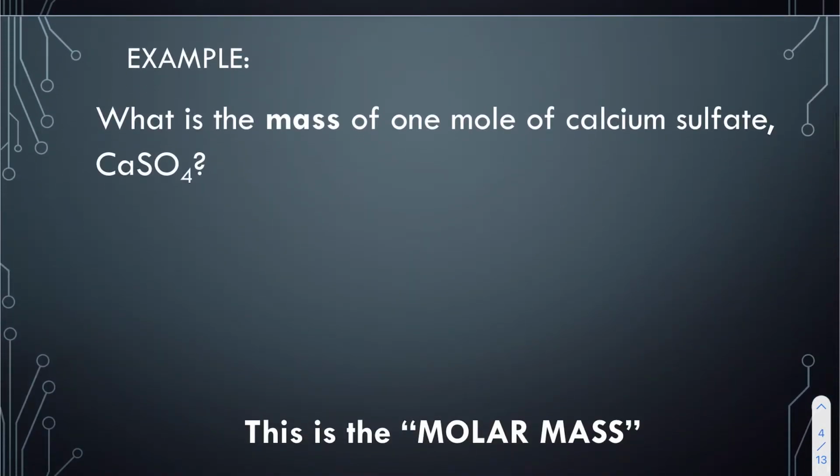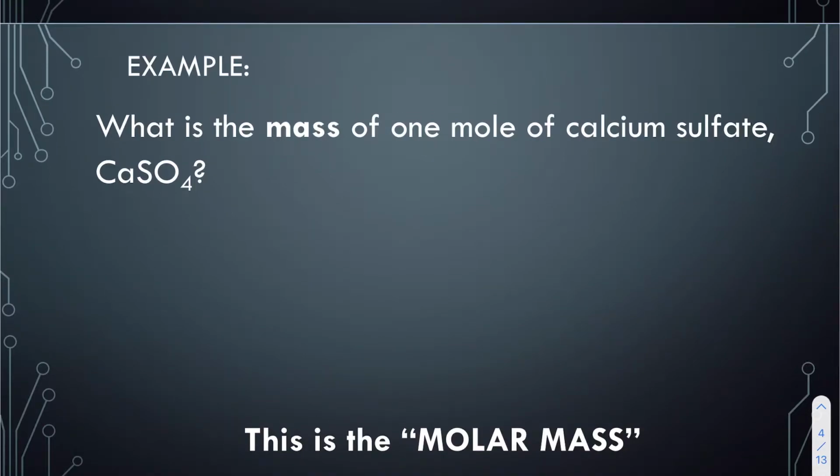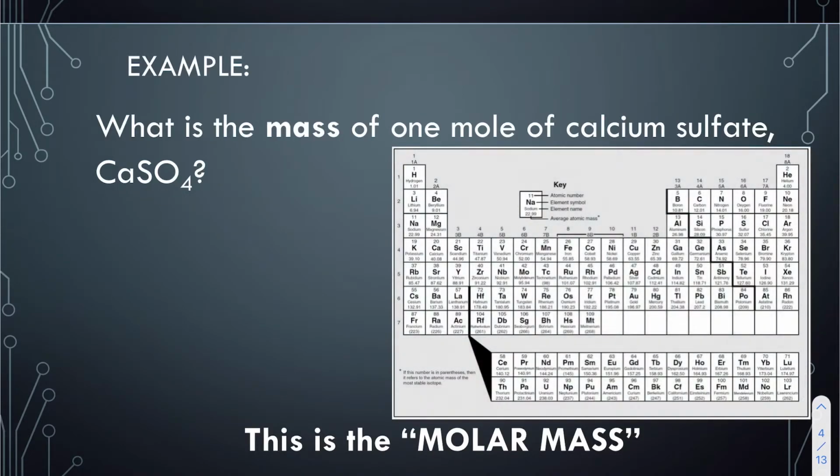So, for example, we can look at the mass of 1 mole of calcium sulfate. You're going to have to take out your periodic table in order to do this one so you can find the molar mass of calcium sulfate. So let's look here at calcium. Calcium has a molar mass of 40.08. That's in grams per mole.